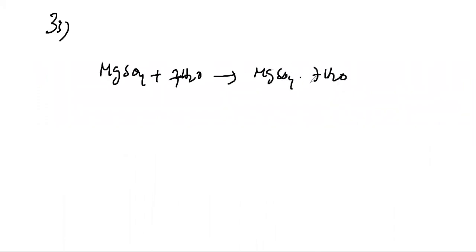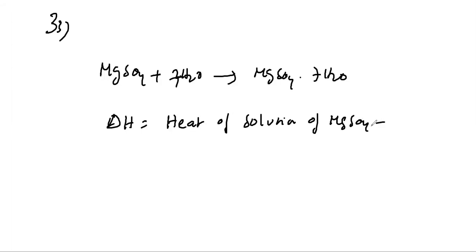The reaction will be MgSO4 plus 7H2O gives rise to MgSO4 dot 7H2O. Delta H value is equal to heat of solution of MgSO4 minus heat of solution of MgSO4 dot 7H2O.